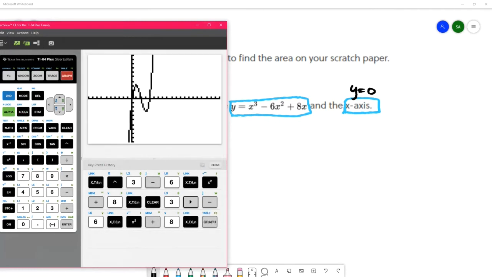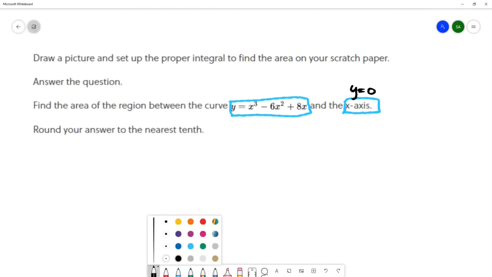Okay. If we look at that picture, it looks like it crosses the x-axis at 0. It crosses the x-axis at 2 and crosses the x-axis at 4. And we can tell for sure if it does that if we set the two equations equal to each other.